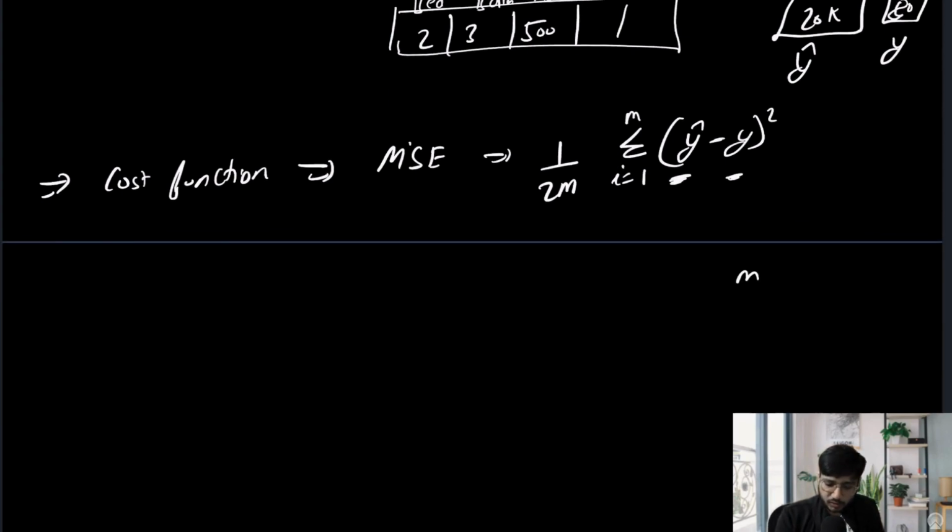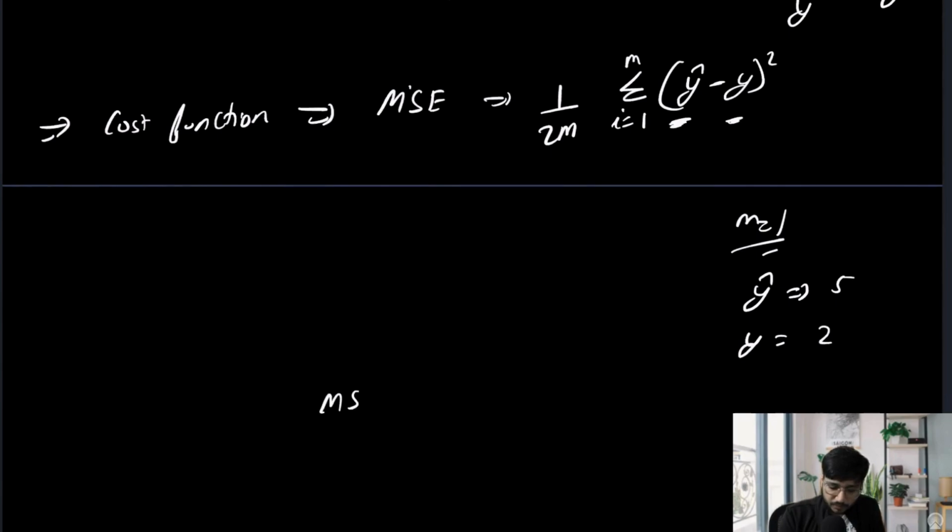Let's say m equals 1, to keep it simple. And let's say y predicted is 5 and the actual value of y is 2. Then what will be the MSE? MSE will be 1 by 2. Since it's a summation over one value, it's directly 5 minus 2 squared. This is 3 squared, 9 by 2, that is 4.5.